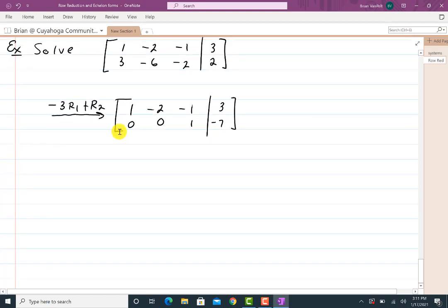Now it's almost done. As far as getting the form that I want, I'm going to go and wipe out this particular entry right here using this 1 here that is in a pivot position. So I'll just simply add row 2 to row 1. Let me see, I get a -4 there.